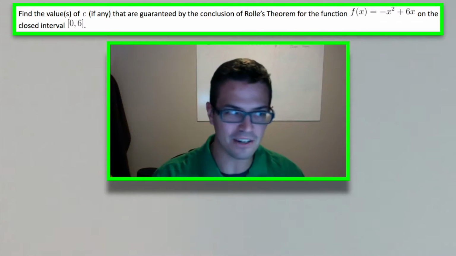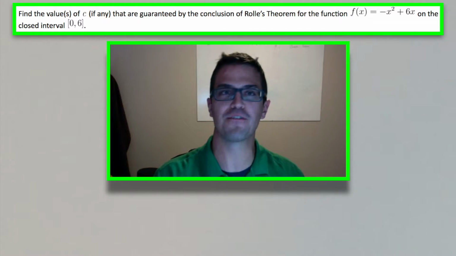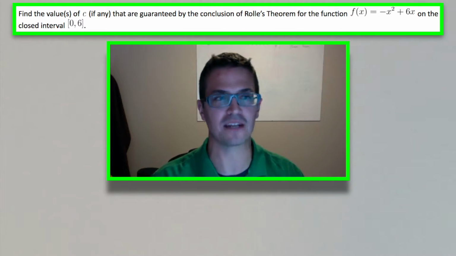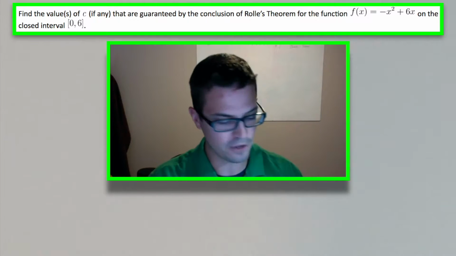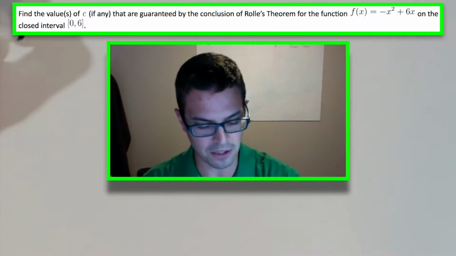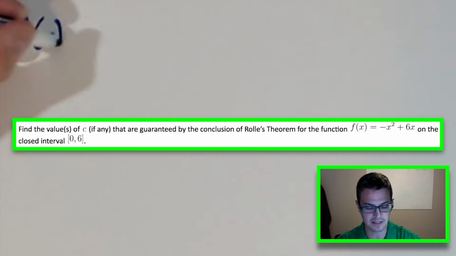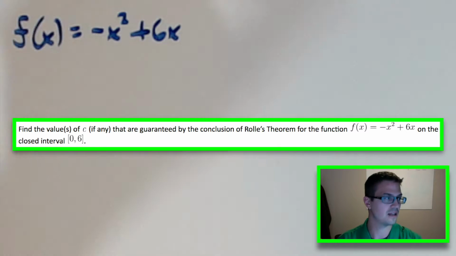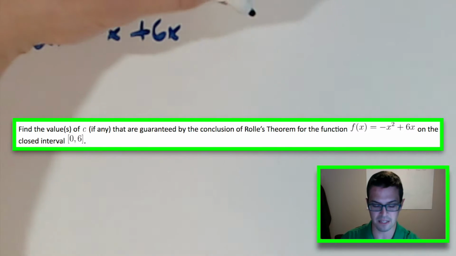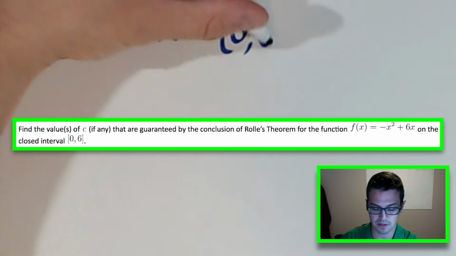Okay, so the problem states, find the values of c, if any, that are guaranteed by Rolle's theorem for the function f of x equals negative x squared plus 6x on the interval from 0 to 6. So the first thing I'm going to do is write down that function. We have f of x is equal to negative x squared plus 6x, and then I'm going to write down the interval, which is from 0 to 6.